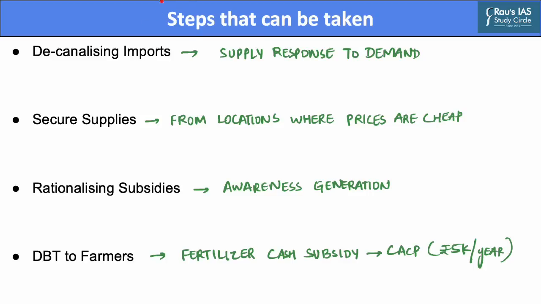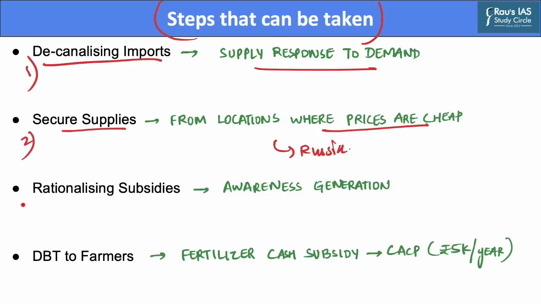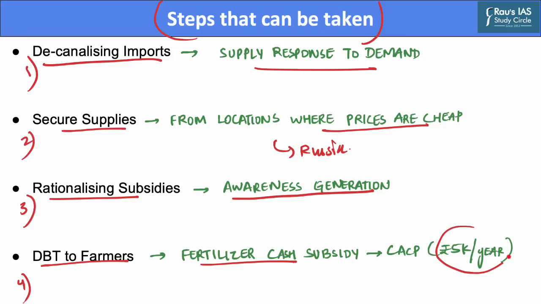Now, what are the steps that can be further undertaken to improve the use of fertilizers? The first and the most obvious one is to decanalize the imports, which will allow the fertilizer supply to respond quickly and flexibly to changes in demand. Second is to secure long-term fertilizer supplies from locations where prices are cheap, such as Russia. The third is to rationalize the subsidies along with dedicated awareness generation programs for farmers regarding the benefits of balanced use of fertilizers. Further, direct benefit transfers can be undertaken for farmers to provide them a fertilizer cash subsidy of up to 5,000 per year, as was recommended by the Commission for Agricultural Costs and Prices.